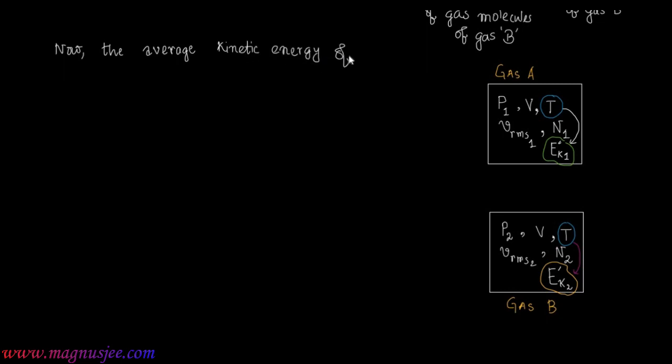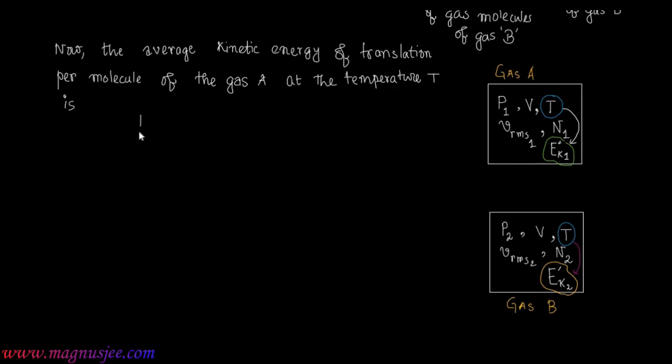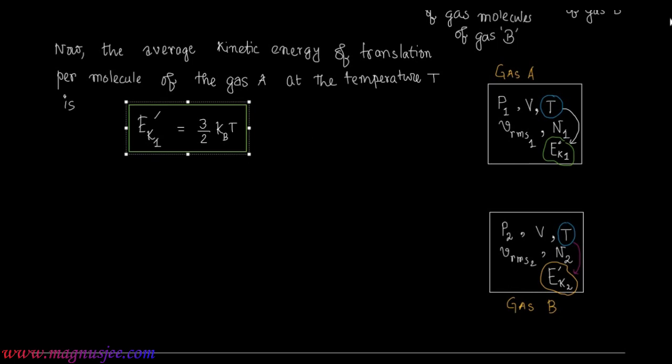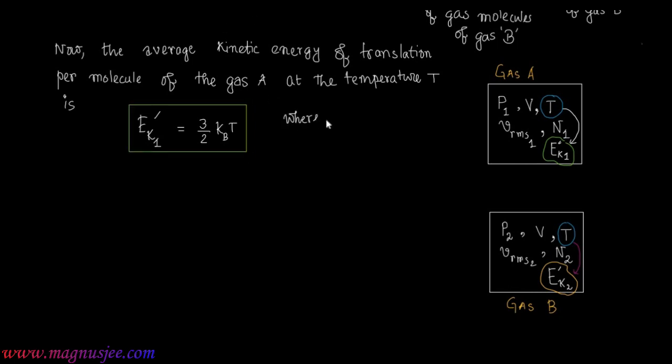Now the average kinetic energy of translation per molecule of the gas A at the absolute temperature T is given by EK1 prime equals 3 by 2 kT, where k is the Boltzmann constant, denoted by k subscript B.